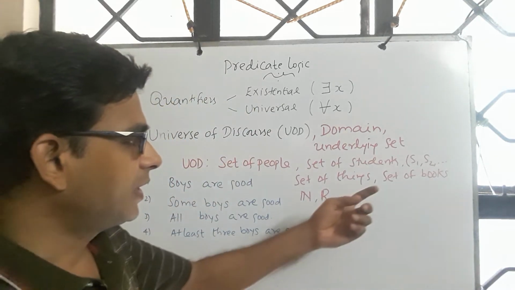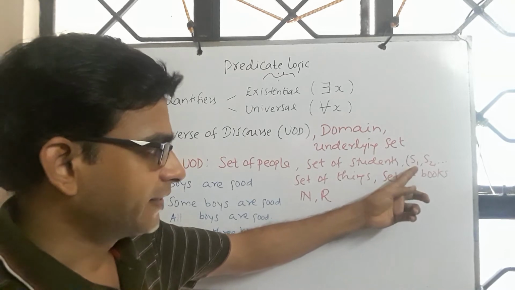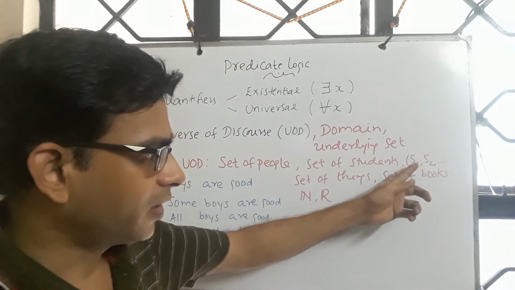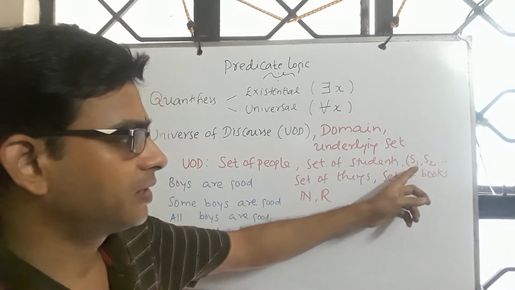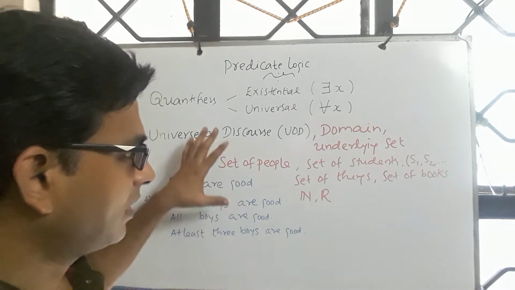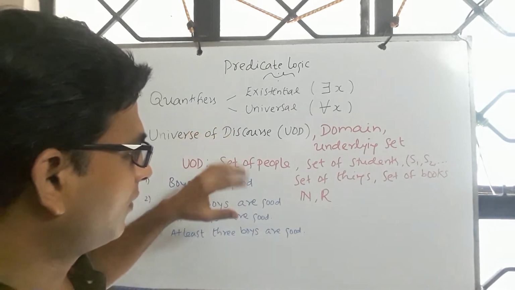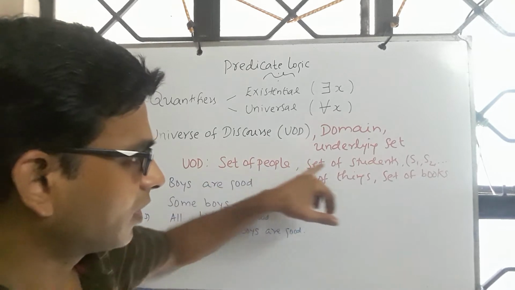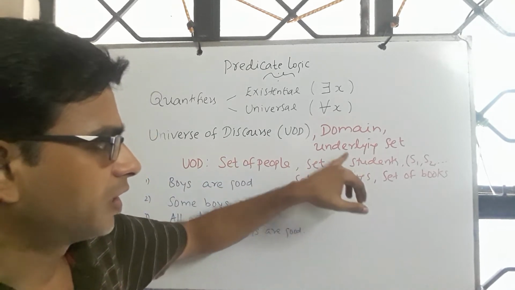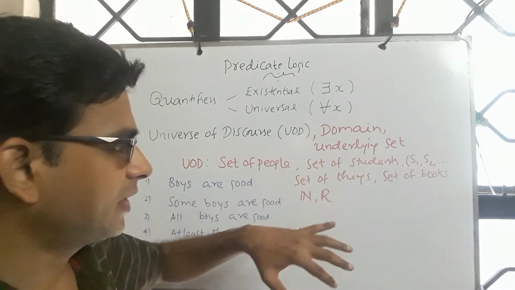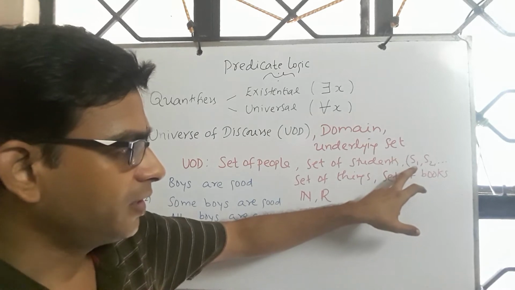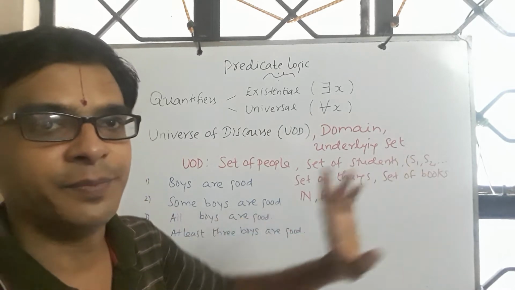We are interested in talking about S1, S2. We want to know the property or the predicate or the characteristic about S1, S2 and so on. So as part of predicate logic, our focus is on understanding what is our underlying UOD or universe of discourse or domain of interest or the underlying set.